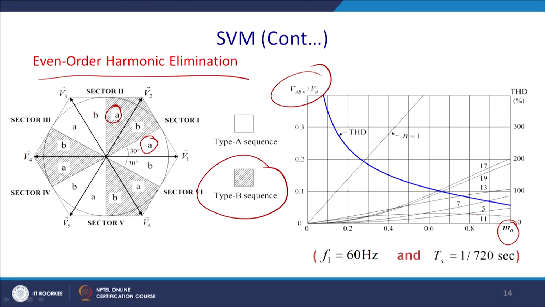because it is a 3 phase 3 wire system. Your harmonic content will be 6n minus 1, and you will find that these are the harmonic content. This analysis is done for 60 hertz and for the sampling frequency of this much. So, please note that we require to eliminate the even order harmonics, so we cannot combine the A or B sequence states. If you wish, you can go for sequence state A or sequence state B.